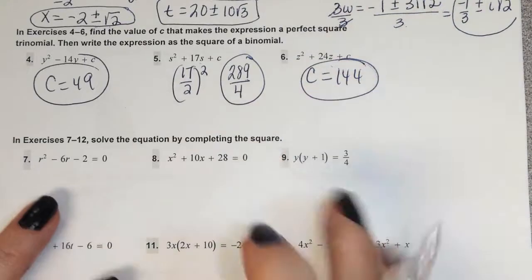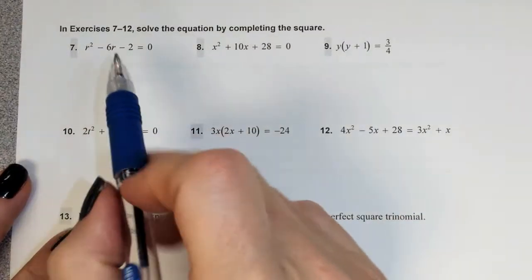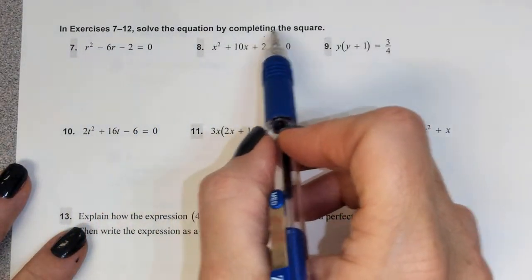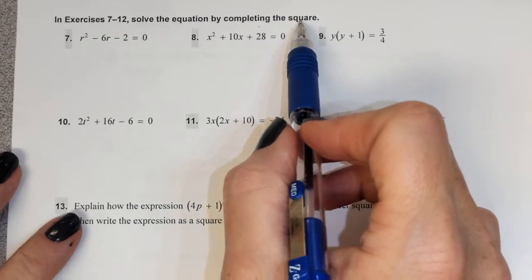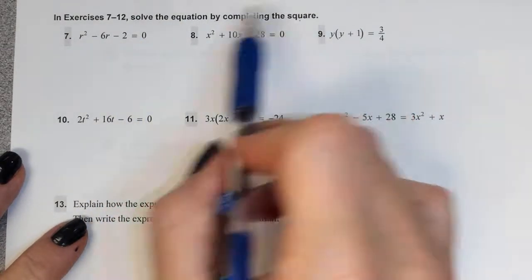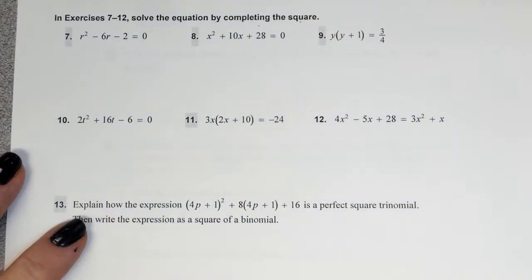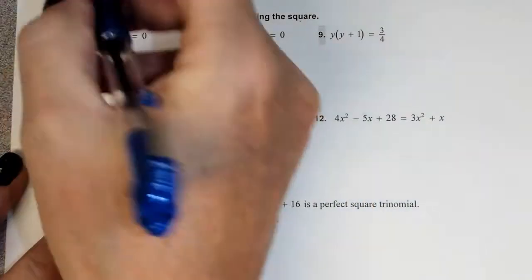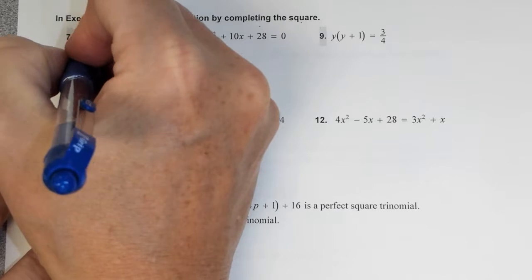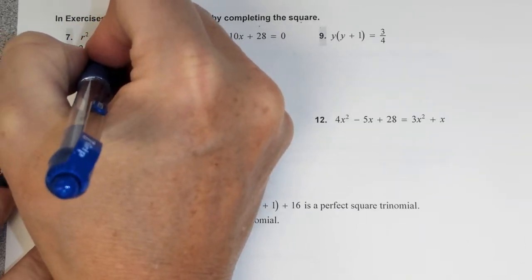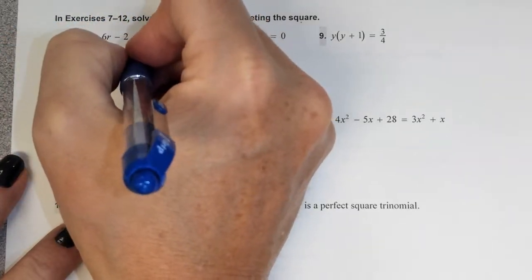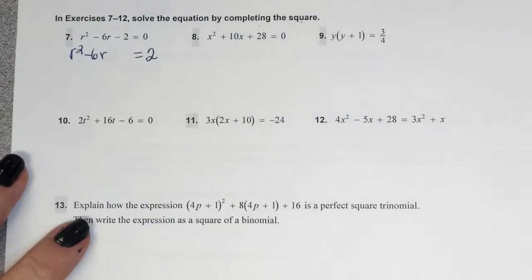144. Good. All right, so now we're going to be solving these equations by completing the square. Completing the square is just another way to solve a quadratic equation. So if I want to solve this by completing the square, I'm going to keep the r squared here. I'm going to keep the 6r here. But I take the constant over to the other side.